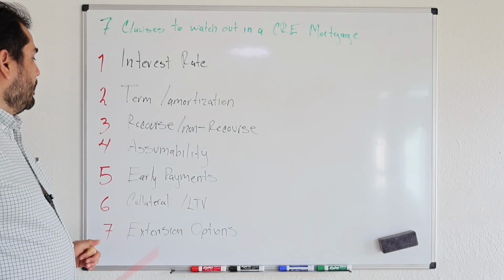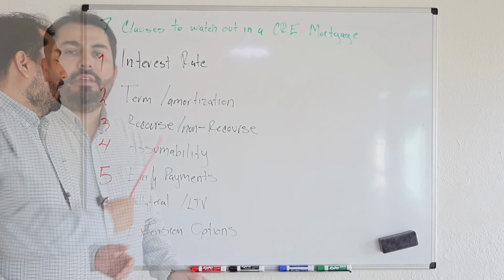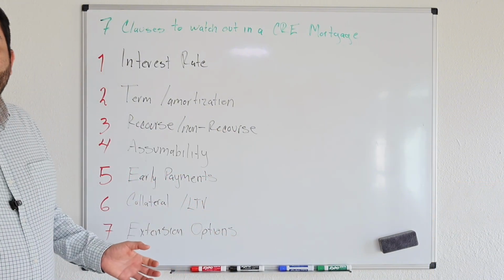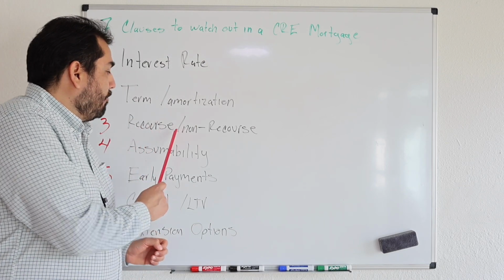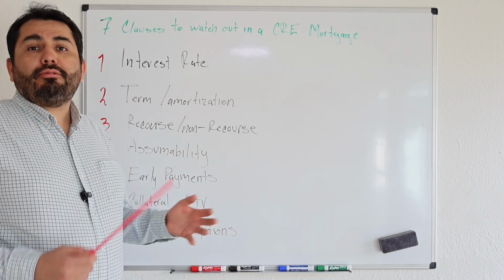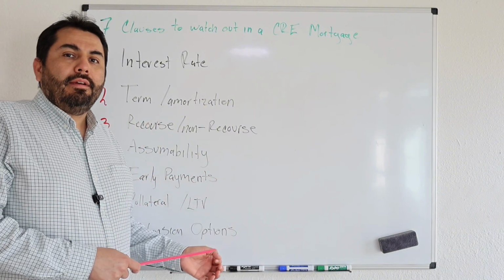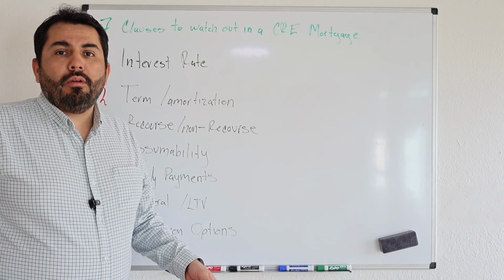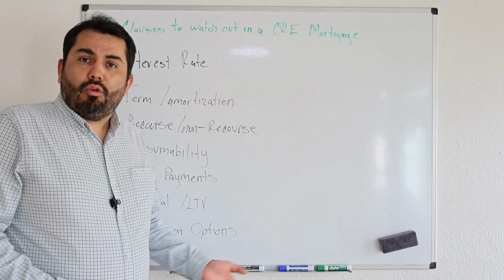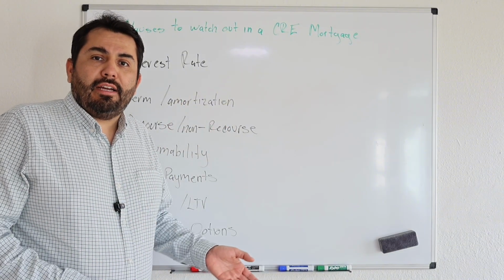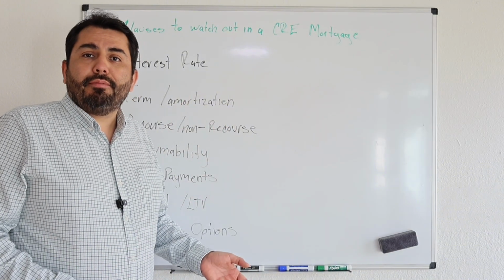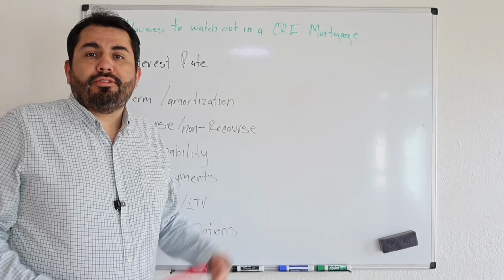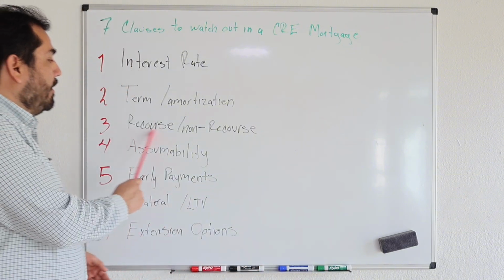The third clause you have to watch out for is if the mortgage is a recourse loan or a non-recourse loan. What does that mean? A recourse loan is the same as residential loans. If you don't pay your residential loan, the loan for your house, they go after you. Okay, if they foreclose your home and you still owe the bank, then they go after your assets, maybe another home or your salary or some other things. So that's a recourse loan.